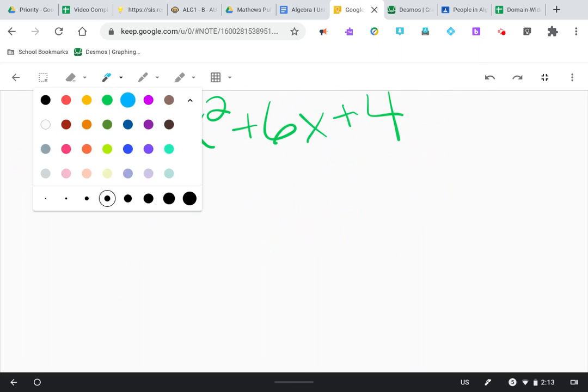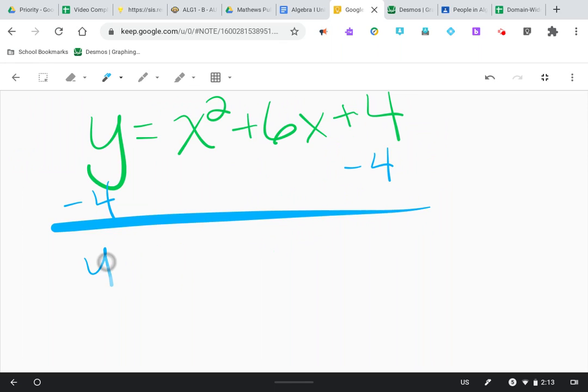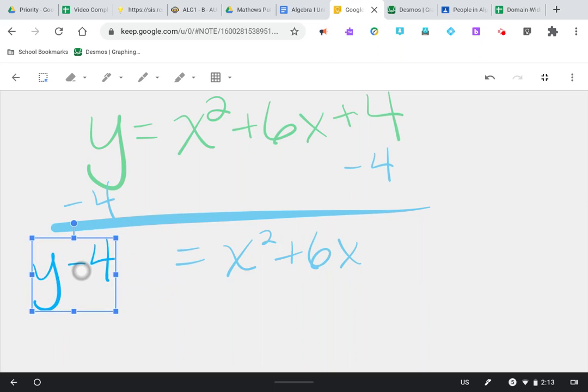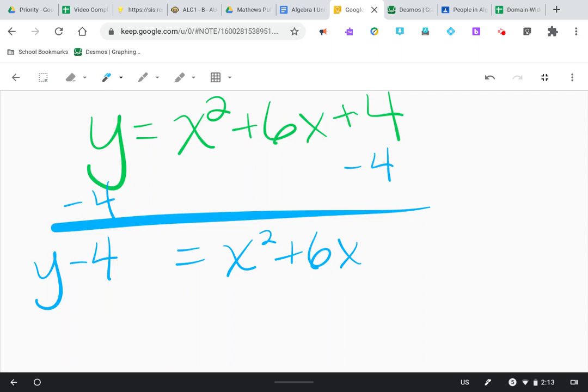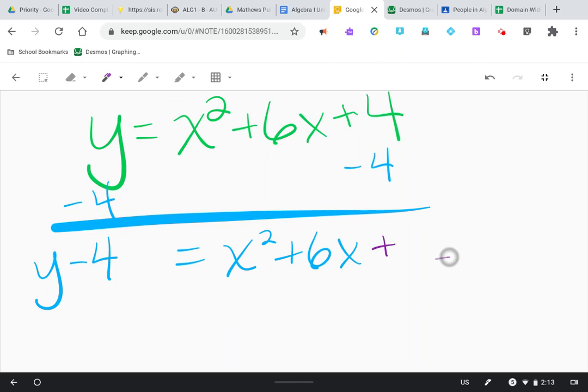So first things first, we're going to move this 4. That's what we said when we said we transpose the c. So y minus 4 equals x squared plus 6x. And then I'm actually going to give myself a little room over here by moving this over. And after we do that, we need to figure out what I can add here and here to complete the square.